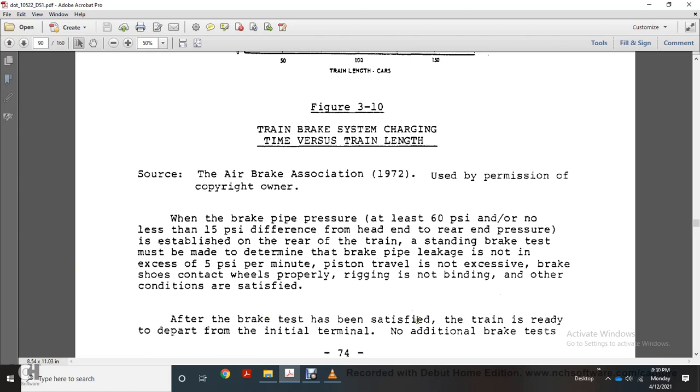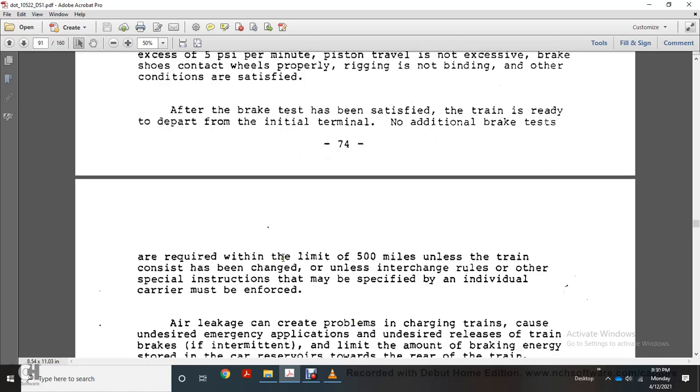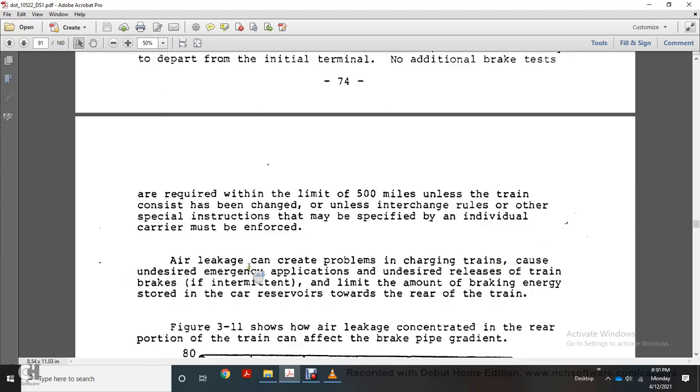After the brake test has been satisfied, the train is ready to depart the initial terminal. No additional brake tests are required within the limit of 500 miles if the train has not been changed, unless the interchange rules or other special instructions specified by an individual carrier must be enforced.